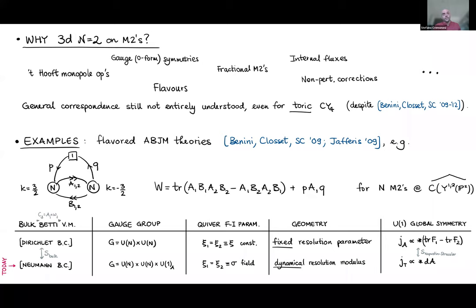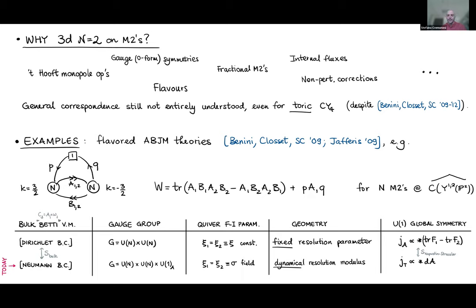And I think it's fair to say that in spite of all the progress which was made up to 10 years ago or so, the general correspondence is still not entirely understood, even for toric Calabi-Yau fourfolds. Part of it is due to the fact that maybe we need non-Lagrangian theories to describe the world volume theories on M2 branes of toric Calabi-Yau fourfolds. But even in Lagrangian cases, often you can argue that non-perturbative corrections might play a role, and this might be a reason why some questions remained open at the time.